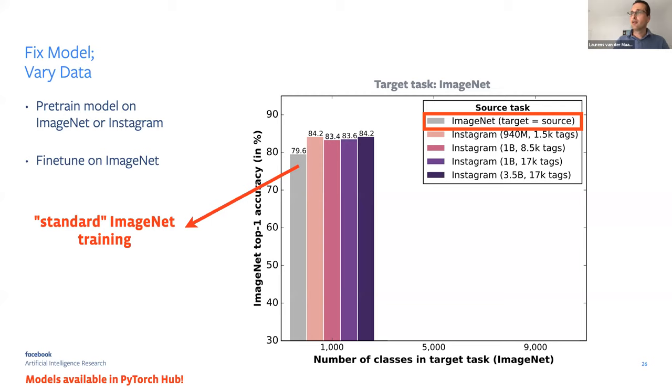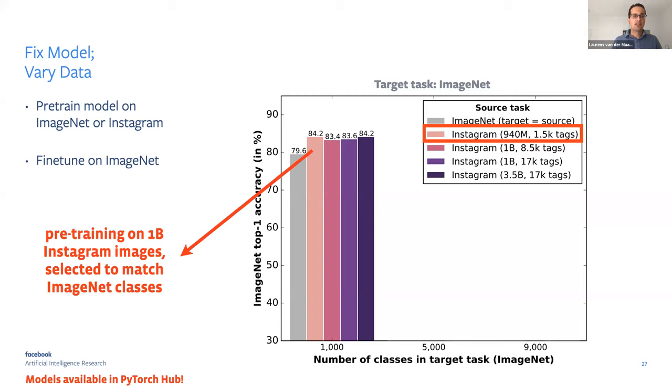If you train a model like this using standard ImageNet training, you get an accuracy of around 79.6%. And then this bar, for instance, is pre-training on 1 billion Instagram images, where we took a subset of 1500 hashtags that were selected to match the ImageNet classes. That's what we pre-train on, and then we fine-tune on ImageNet. And what you find is that this leads to a massive improvement in accuracy. The exact same model, by doing this pre-training, gets you to an accuracy of 84.2%.